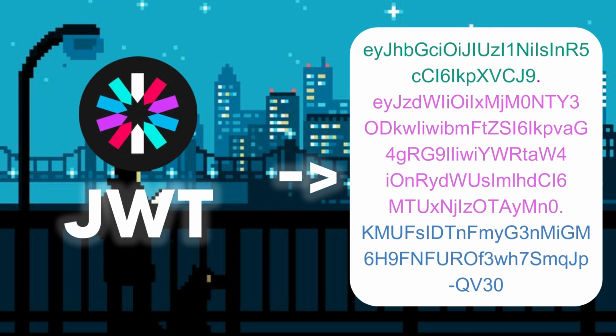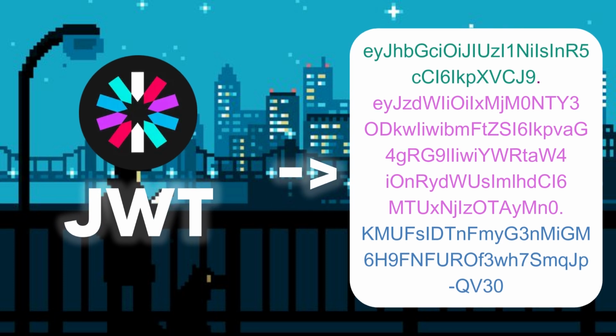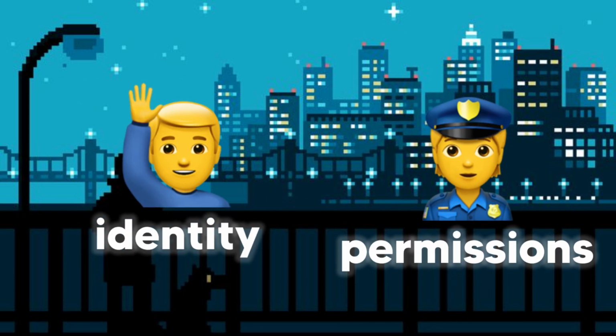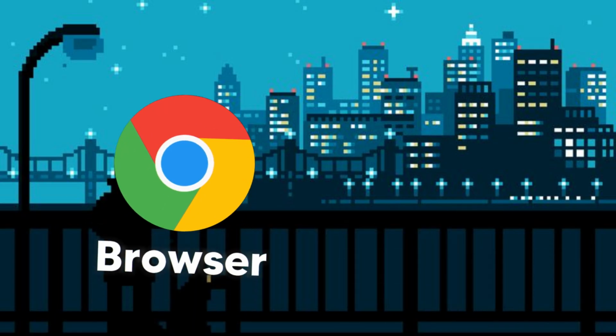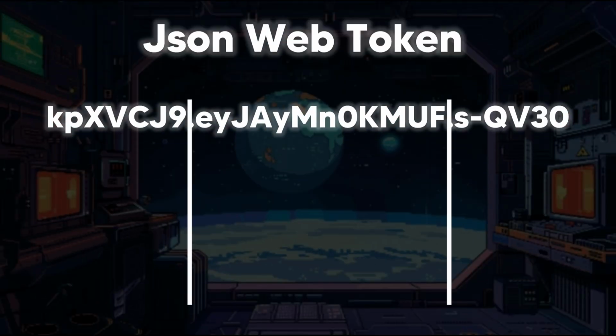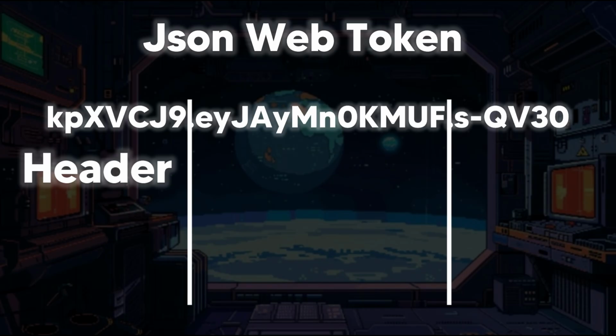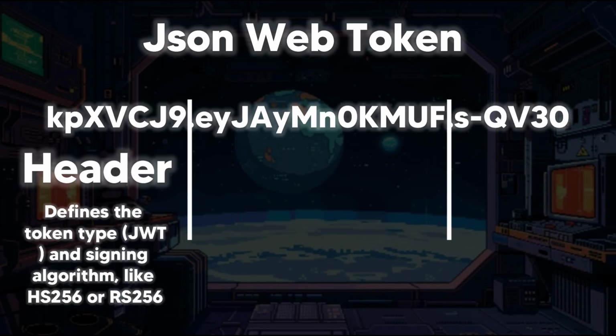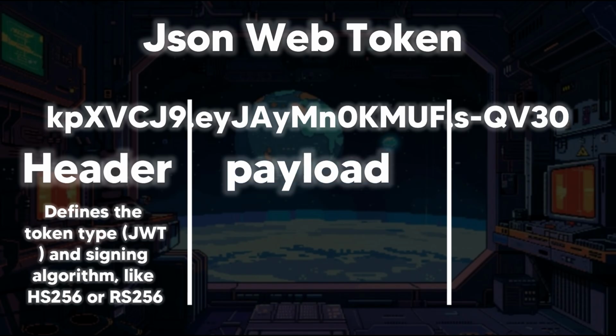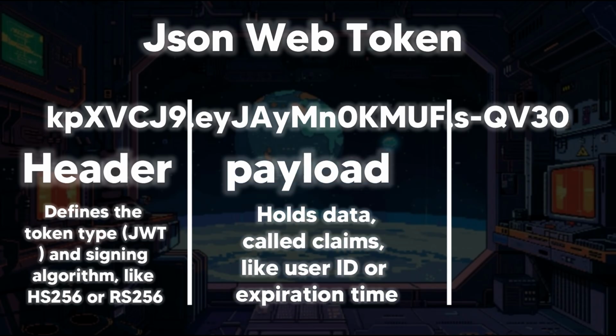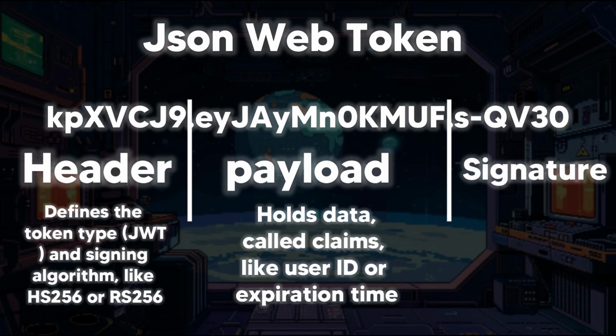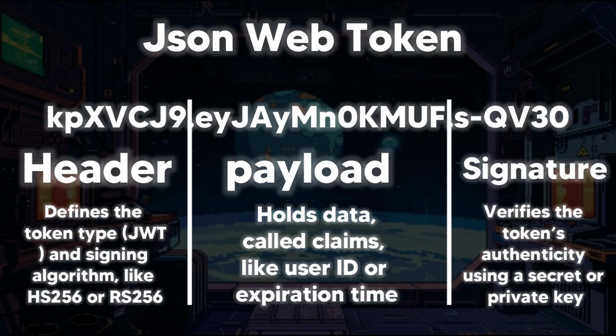A JSON Web Token is a compact, secure string used to share info, like user identity or permissions, between systems like your browser and the server. It's made of three parts. The first one is the header, which defines the token type, like JWT, and the signing algorithm, like HS256 or RS256. The second part is the most important part, which is the payload, because it holds data which are, by the way, called claims, like user ID or expiration time. And the last part is the signature, which verifies the token authenticity using a secret or private key.